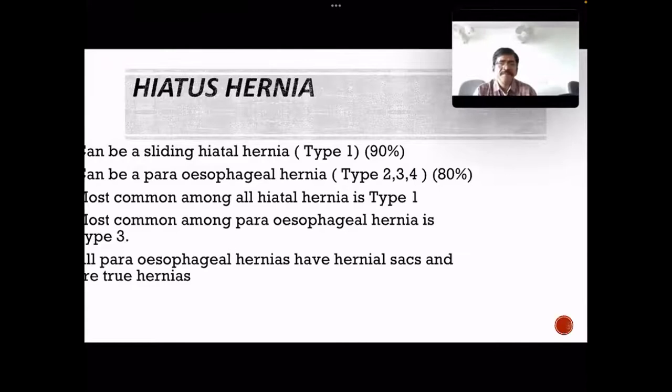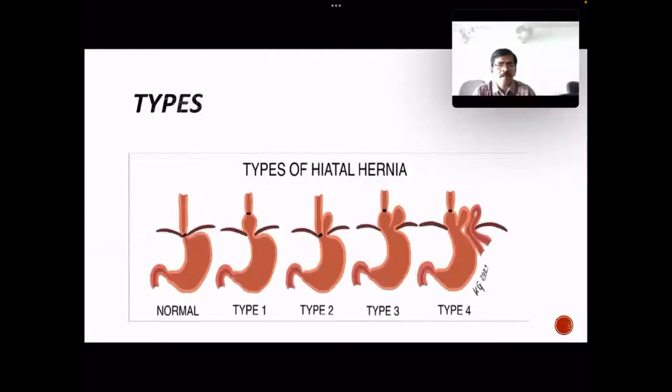Sir, hiatus hernia can be a sliding hiatal hernia, which is type 1, and it can be a paraesophageal hernia, which belongs to types 2, 3, and 4. The most common among all hiatal hernias is type 1, and the most common among the paraesophageal hernias is type 3. All paraesophageal hernias have hernial sacs and are true hernias. So these are the types.